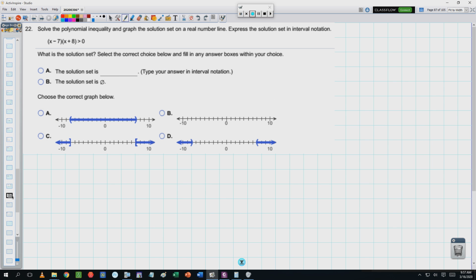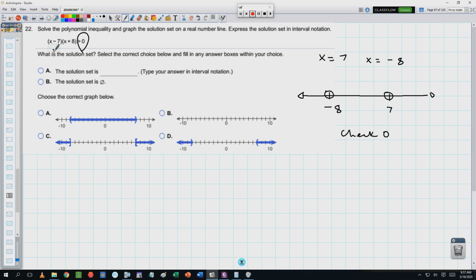Number 22, solve the polynomial inequality. Oh, and how sweet that they went ahead and factored it for us. So we have x is going to be equal to 7. x is going to be equal to negative 8. We have no equal signs, so we have open circles. Negative 8, 7. Now, do we shade in between or do we shade away from each other? Let's check 0.